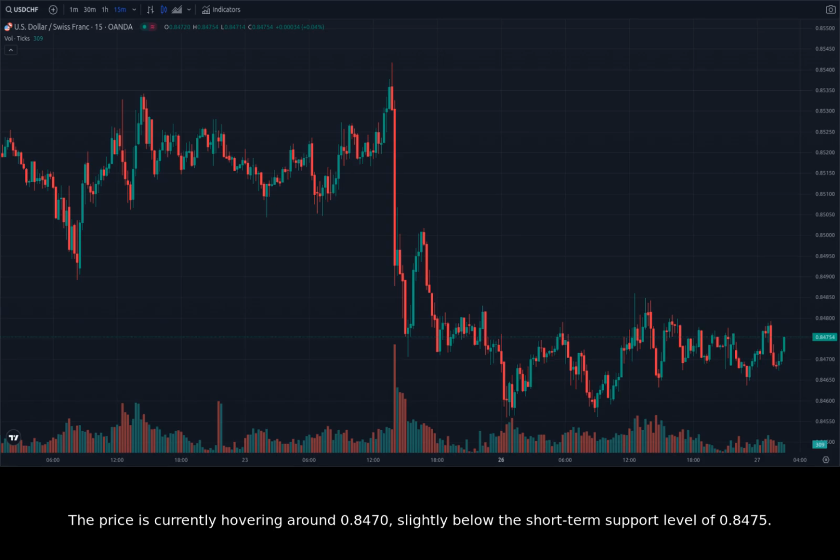The price is currently hovering around 0.8470, slightly below the short-term support level of 0.8475. The price has broken down below the 0.8475 level, hinting at a potential short-term bearish signal. This rapid price movement is likely fueled by short-term trading strategies and traders reacting to news and events. It's important to note that short-term price fluctuations can be highly unpredictable and can easily reverse.